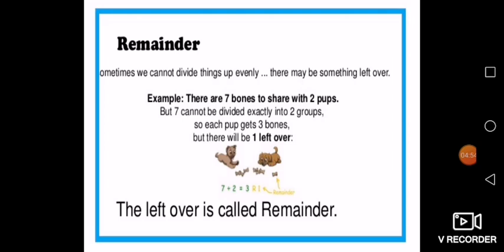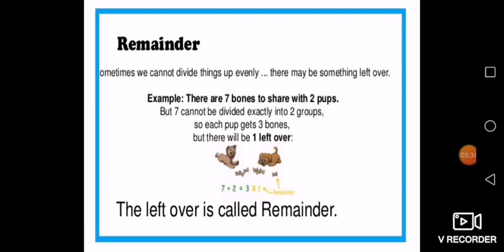Now we have done 3 terms. First, dividend, the bigger number that is going to be divided. Then divisor, by which we divide the dividend. And then remainder, whatever is left over after division is called the remainder. Okay, there is one more important thing to remember, that I am going to tell you when we do the questions.